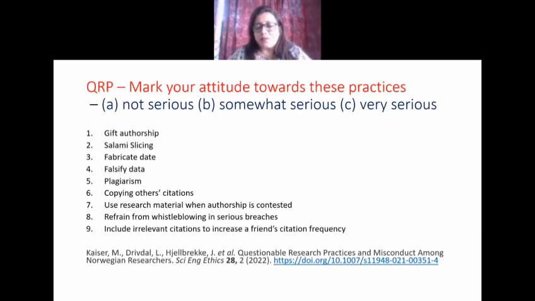Another of the many not so honest practices is including irrelevant citations to increase a friend's citation frequency. The more times I am being cited, my citation frequency increases. So to give me that academic value and credit, my friend writes an article and cites my work, even if her problem is nothing associated with mine. She draws in some remote connection and cites me so that my citation frequency increases. Do you find it not serious, somewhat serious, or serious?